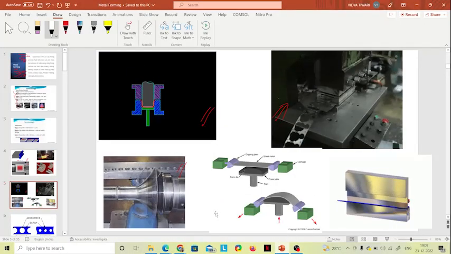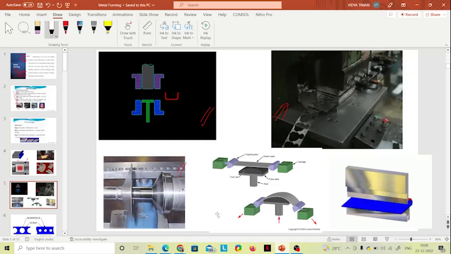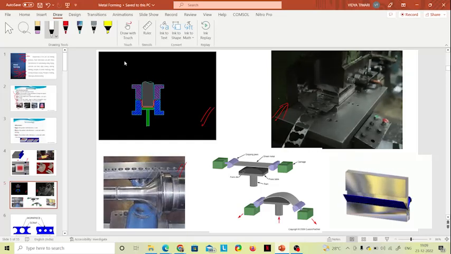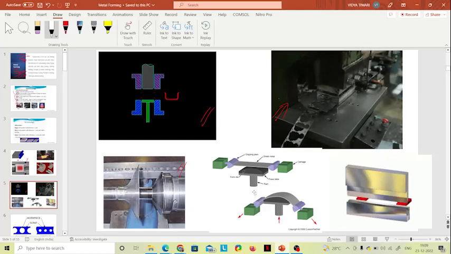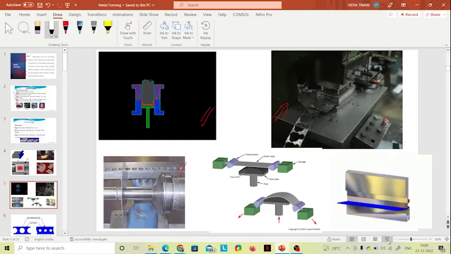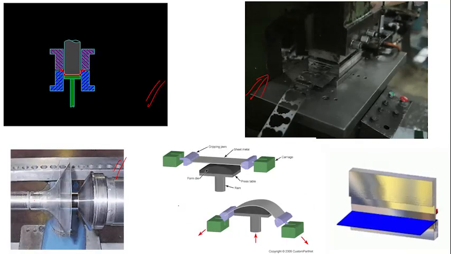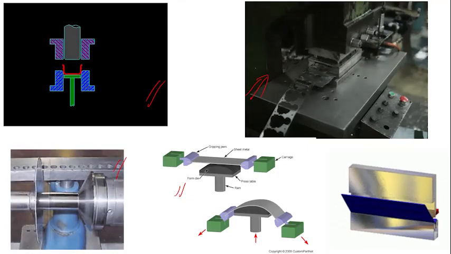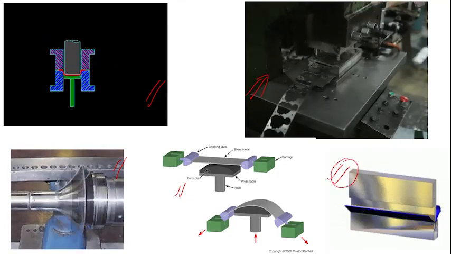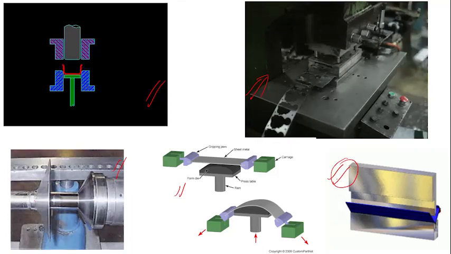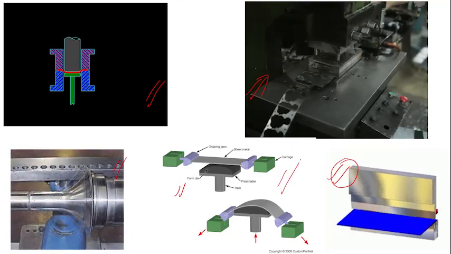Okay, what is this? This one? Spinning process. Spinning, right. What is this? This one? Okay, what is this? This you can do. Shearing. Okay, shearing or bending. And this is stretch forming.